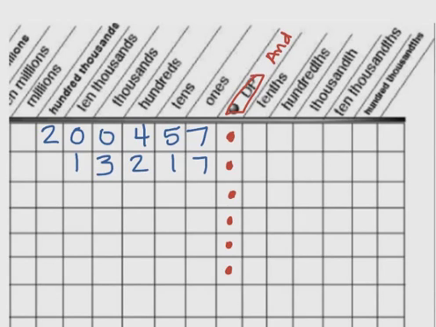Your last number to write is 65,432. Make sure you check your answers in the math notebook.